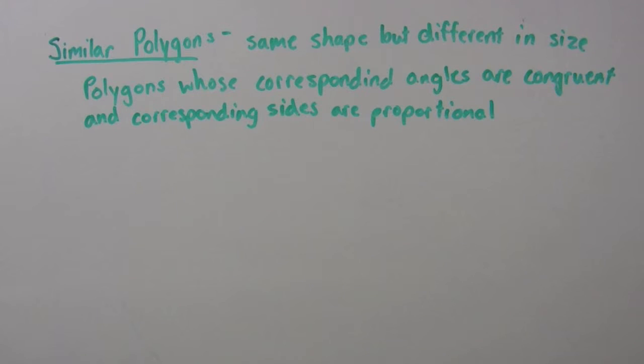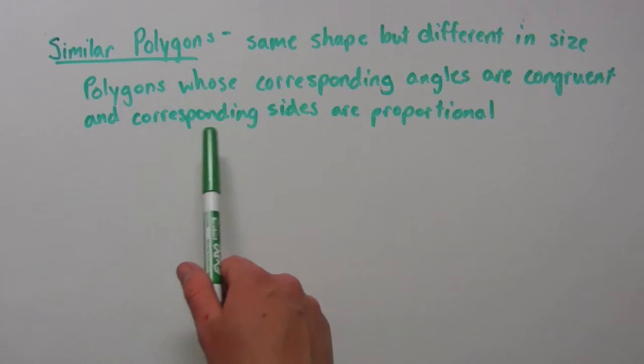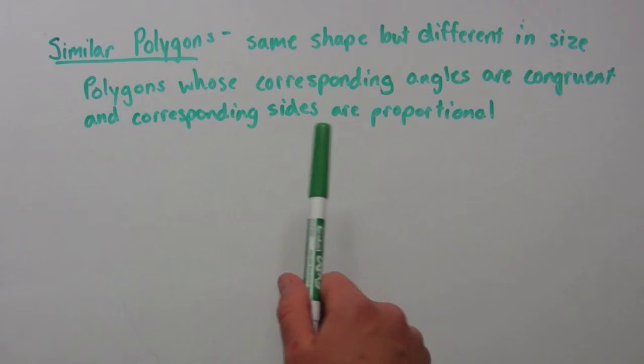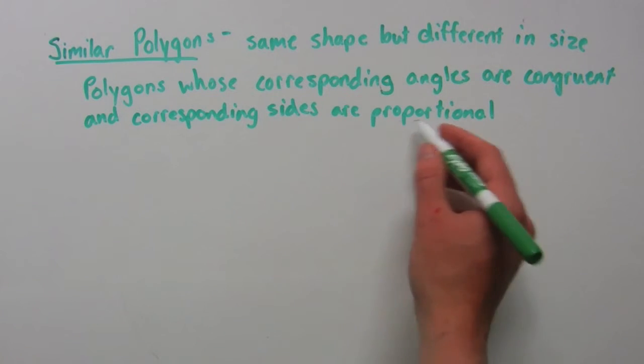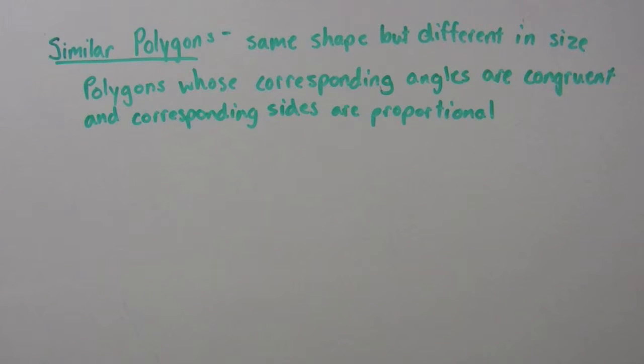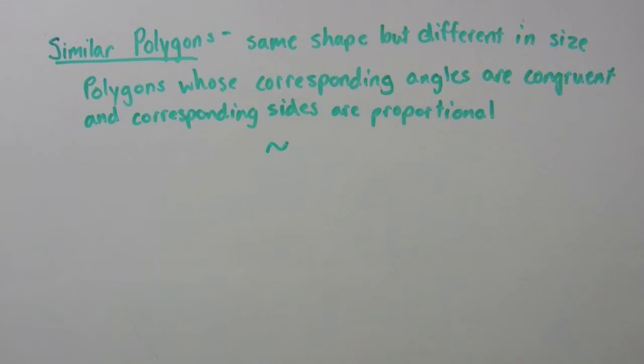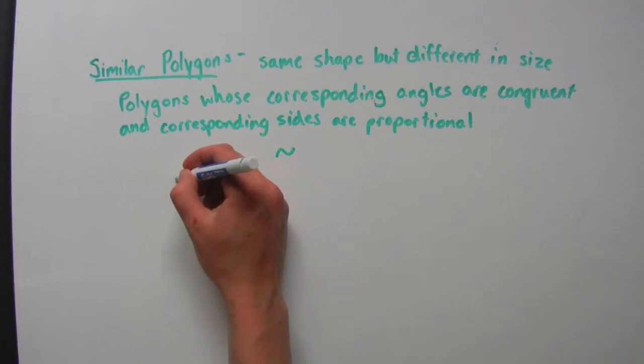So similar polygons are polygons of the same shape, but different in size. In other words, it's polygons whose corresponding angles are congruent and the corresponding sides are proportional. The symbol for similar is like the symbol for congruent, except it's only 1. Let's go over an example of a similar polygon.